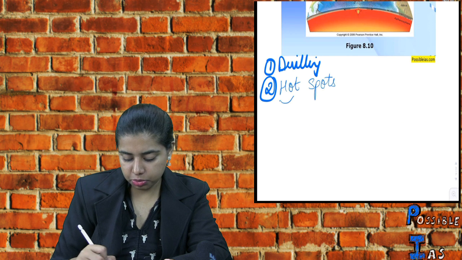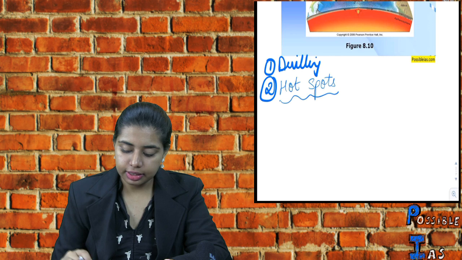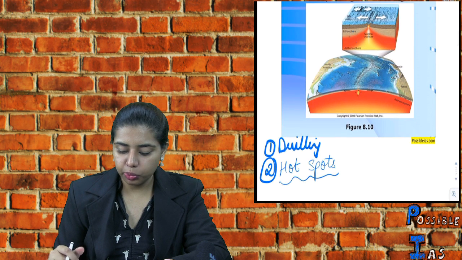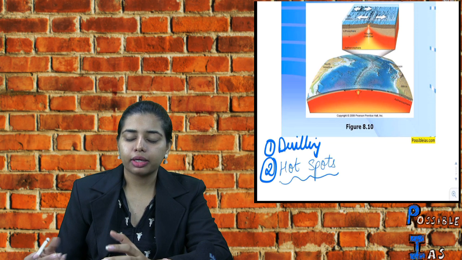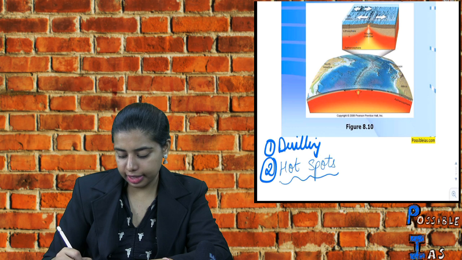So now what are these hotspots? At some places, the magma plume is so shallow that it begins to break apart the crust and move out, like for example in Hawaii.